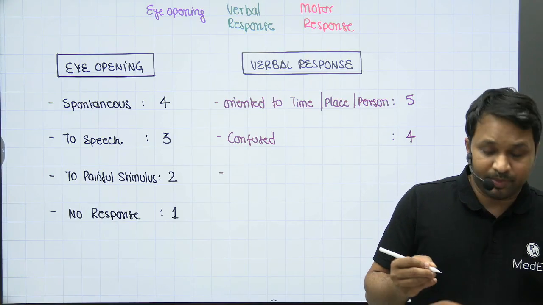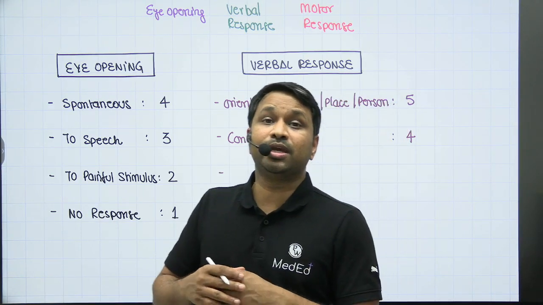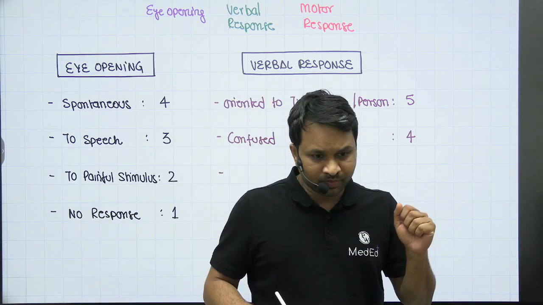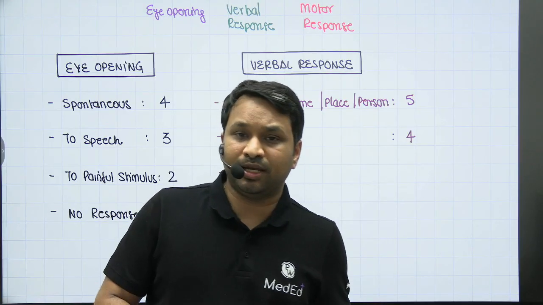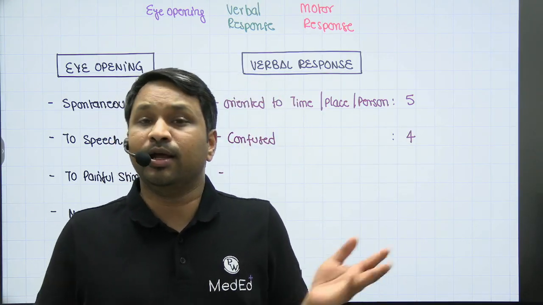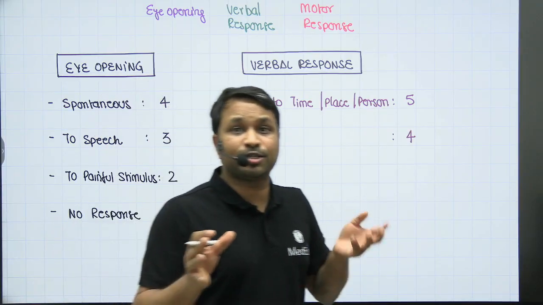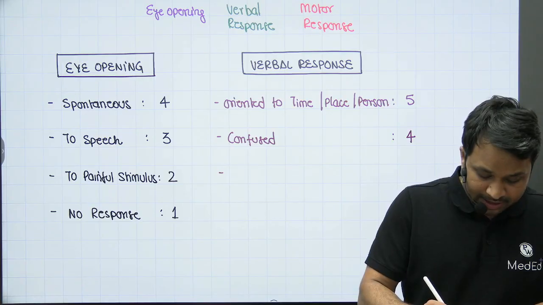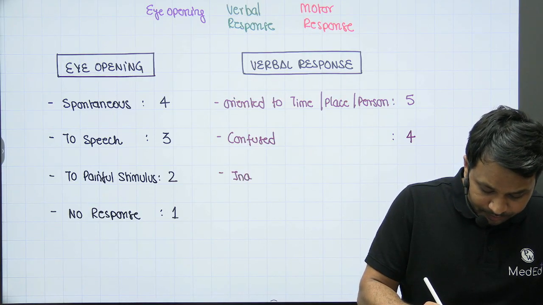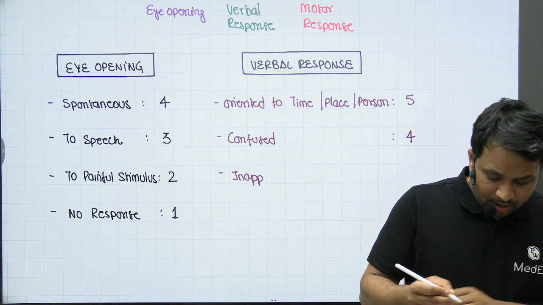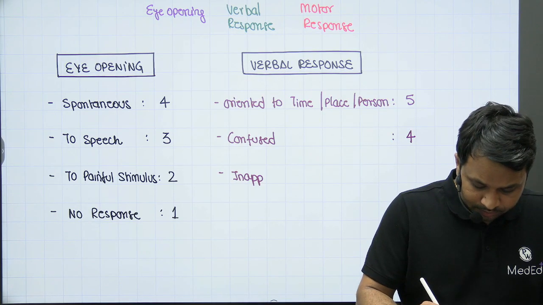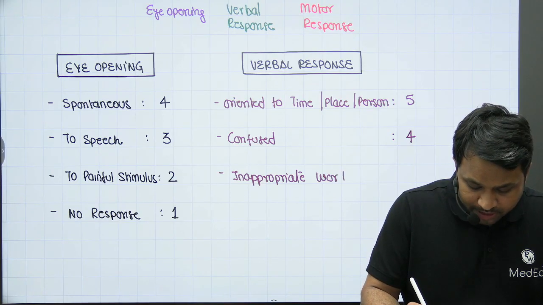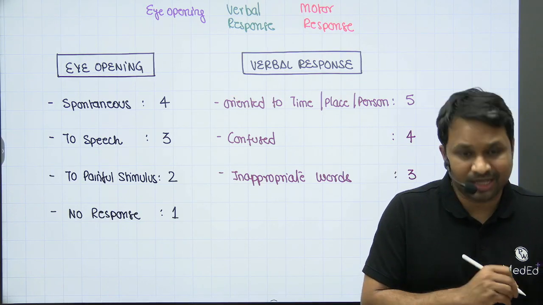On the other hand, if the patient starts abusing you, he starts using inappropriate words or gives an inappropriate response. You're talking about, let's say, what do you like to eat? And he says, my favorite car is Ferrari, right? That means there's no appropriate response to an appropriate question. And if he's using abusive words also, we'll call it an inappropriate response. If he's becoming aggressive, using inappropriate words, a score of 3 is given.